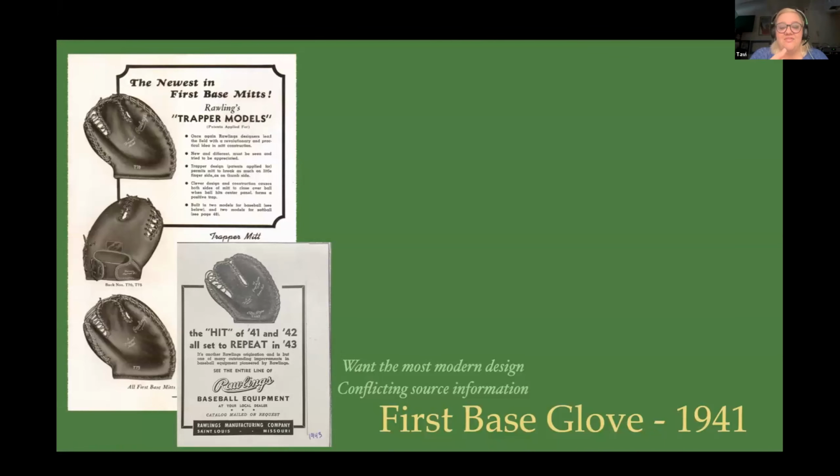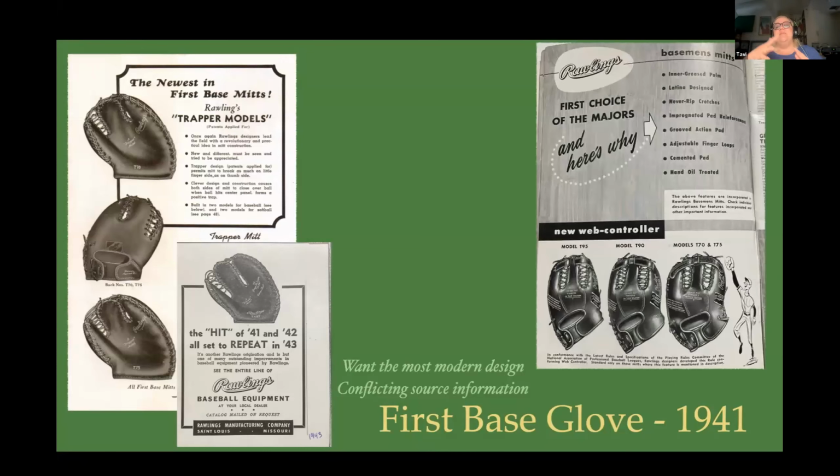But then you find another ad, and this is from an original Rawlings ad that says the hit of 41 and 42, which means it was available in 41. And then you do a little bit more digging to find out, oh, if you look at that first one you saw, it says patents applied for. So it was available to the public in 41, but the patent wasn't granted until 42. Nitpicky? Yes, but that is what I live for, and I'm sure some of you live for as well.